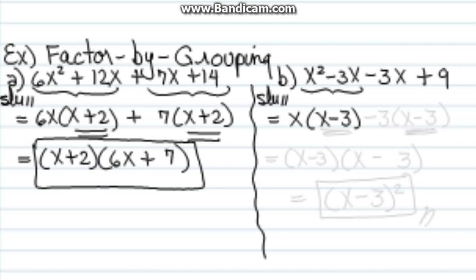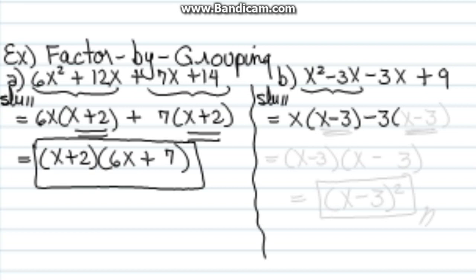Out of the second 2 terms, they share either a negative or a positive 3. You can choose whether you want to pull a negative or a positive out. You want to get that miracle factor to match the one that you just found in parentheses. So if it doesn't work, you might try a different sign. I'm going to try the negative 3. Negative 3 is what they have in common.